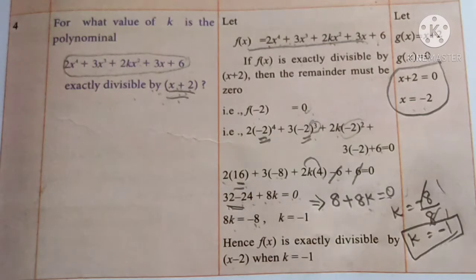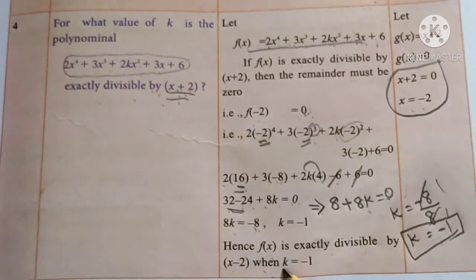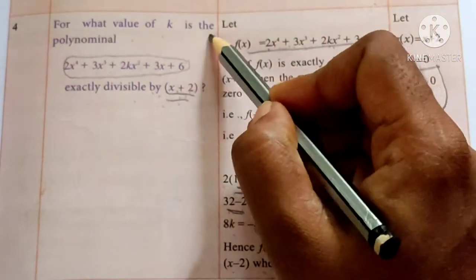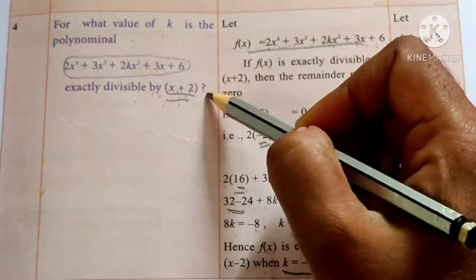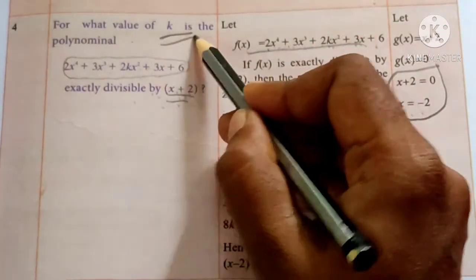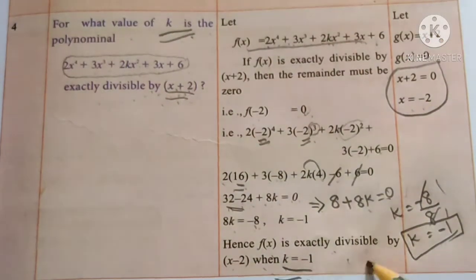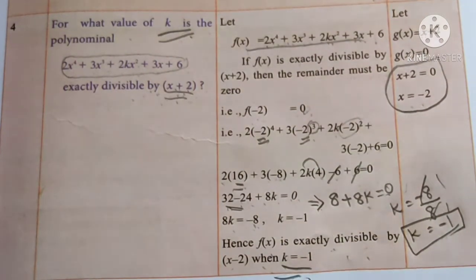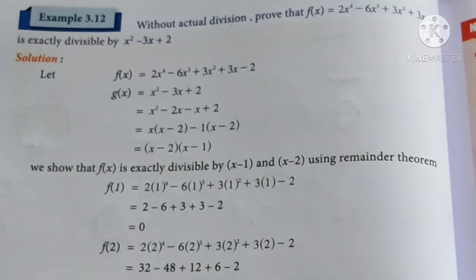Okay, so f of x is exactly divisible by x minus 2. We get the k value is minus 1. So for what value of k is the polynomial exactly divisible by x plus 2? That is the question. So k value is minus 1. Very easy sum. Work it out 2 or 3 times. Okay, listen, one more question.